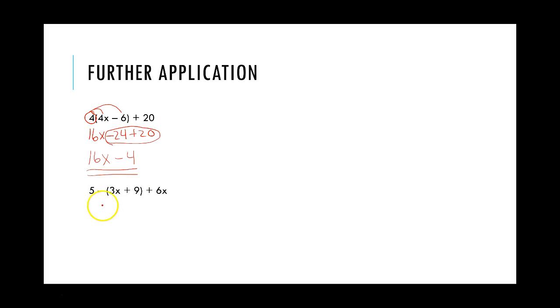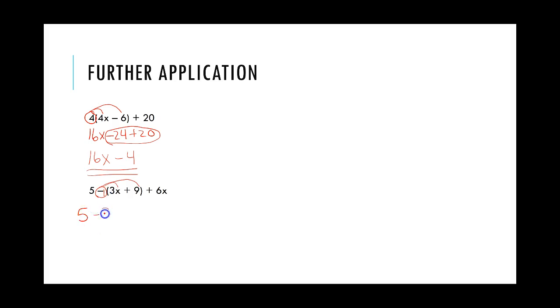Okay, so same thing for the second one. We need to distribute this minus sign. Notice I'm not distributing the 5. I'm distributing what's directly in front of the parentheses. And again, I'm only distributing what's inside the parentheses. So this 5 is going to hang out front. And when I distribute this negative sign, remember it's a negative 1.